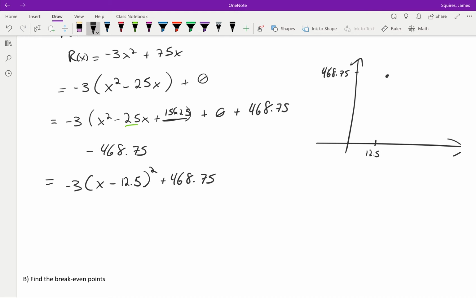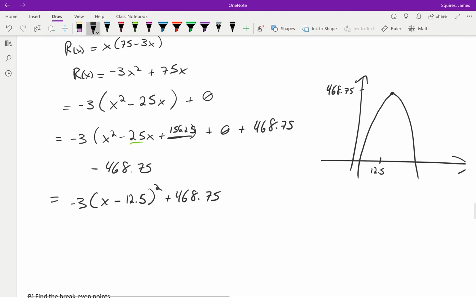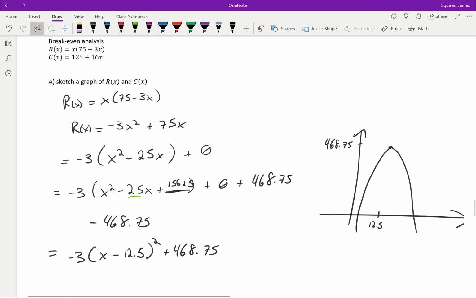And because our A is minus 3, it means that our parabola is going to open downwards. So that is our revenue function. And if we wanted to plot the cost function, we would have a y-intercept of 125 and a slope of 16 units. I'm just going to draw a straight line with the upward slope. So we have our cost function and we have our revenue function.